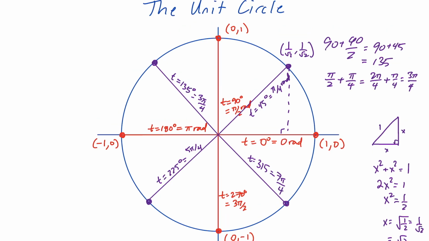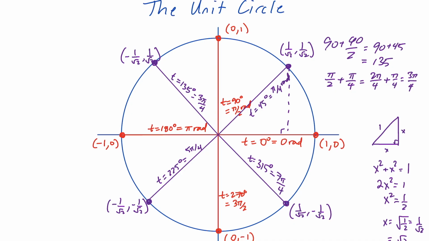All right, so now the point corresponding to 135, it's symmetric. So it's going to have the same y value. It's just as high as the point we just did, but it has a negative x value. So it's going to be -1 over root 2, 1 over root 2. In a similar fashion, we can figure out these other 2 points, 225 and 315. They're going to be -1 over root 2, -1 over root 2, and 1 over root 2, -1 over root 2.